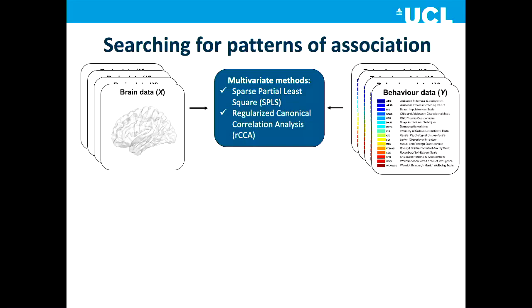And more recently, we've been working with Bayesian approaches to find these latent dimensions. So there are also probabilistic methods that can find these latent dimensions, and even between more than two data types, because here we just have brain and behavior.